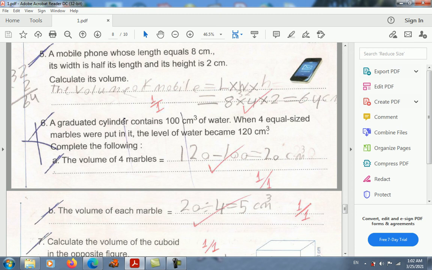Then we can apply the rule. The volume of the mobile will be equivalent to the length multiplied by the width multiplied by the height, which is equal to 8 multiplied by 4 multiplied by 2, and it's going to be equal to 64 centimeter cube.